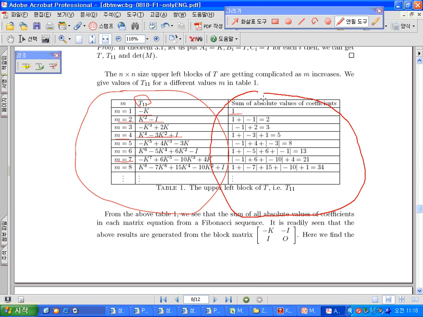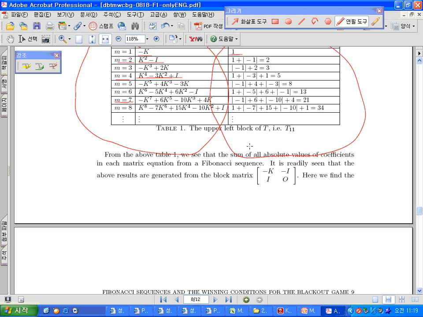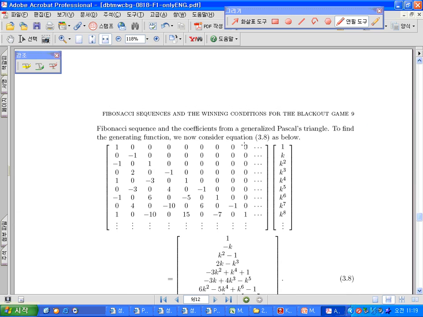Mr. O, what do you see? This is a Fibonacci sequence. So these coefficients are a special case of the general Fibonacci sequence with signs. It has alternating signs. Besides that, it's exactly the same as the Fibonacci sequence. Isn't it?